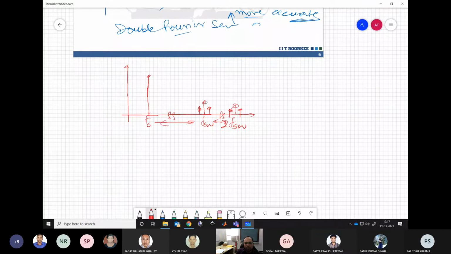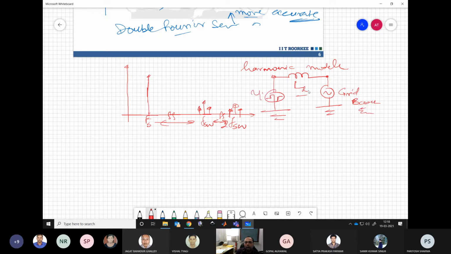So what happens, because we know that our system ultimately, when we do the harmonic analysis or harmonic modeling, whether it is induction motor or any other motor or even grid connected system, ultimately it comes down to what is the leakage inductance, or what is the inductance between the fundamental EMF, which is grid, or our back EMF, and our PWM, that means the inverter output.